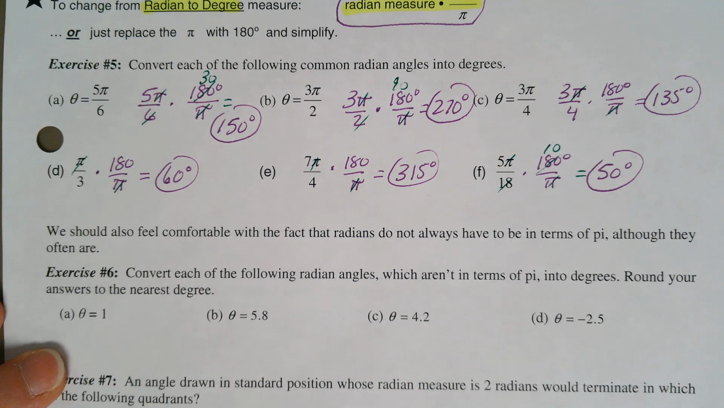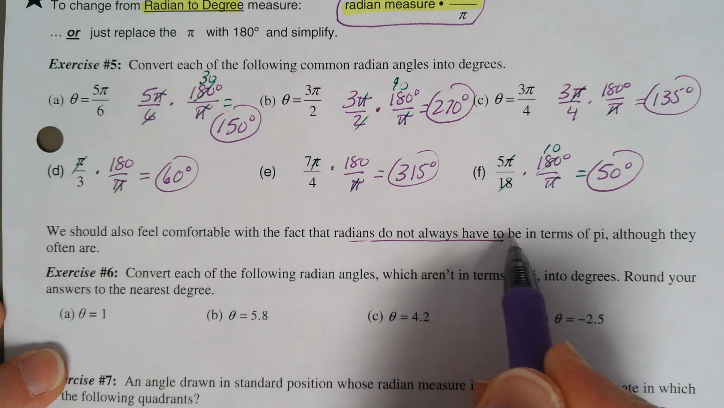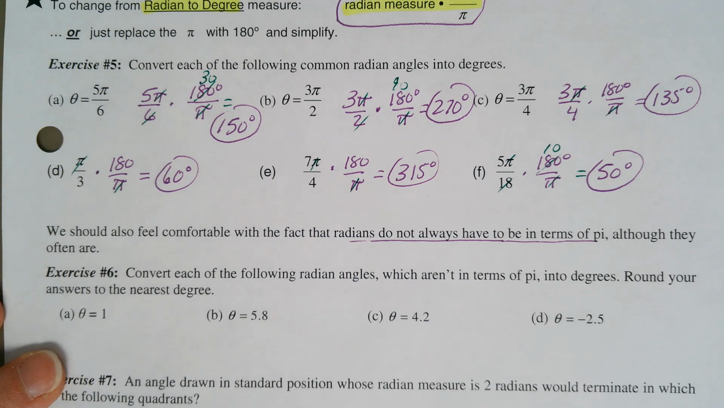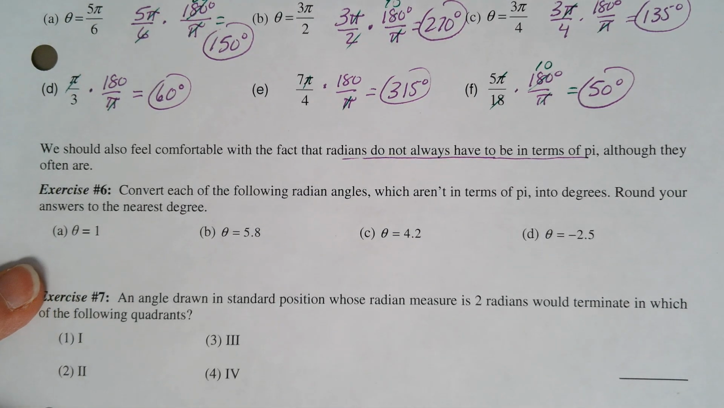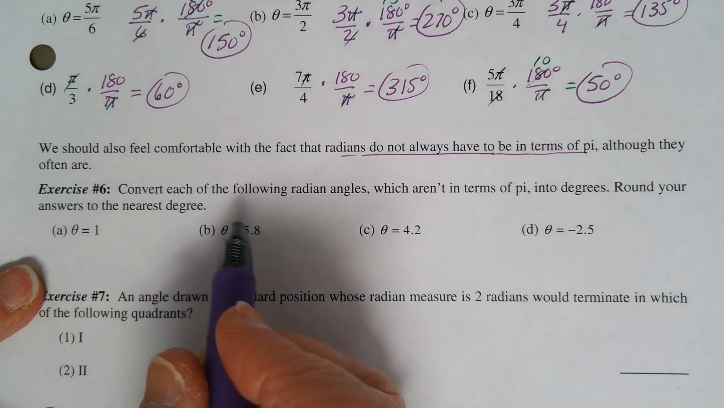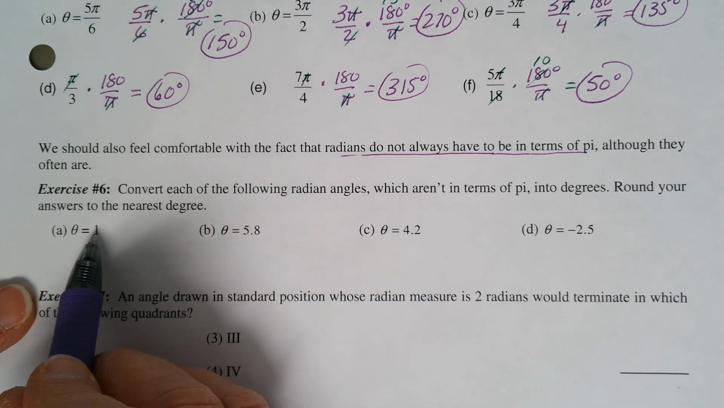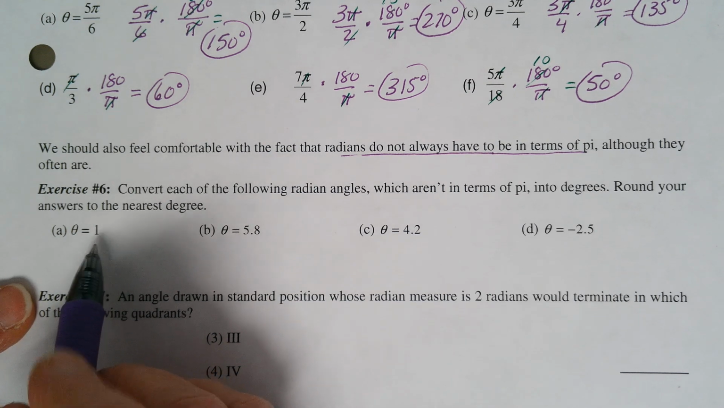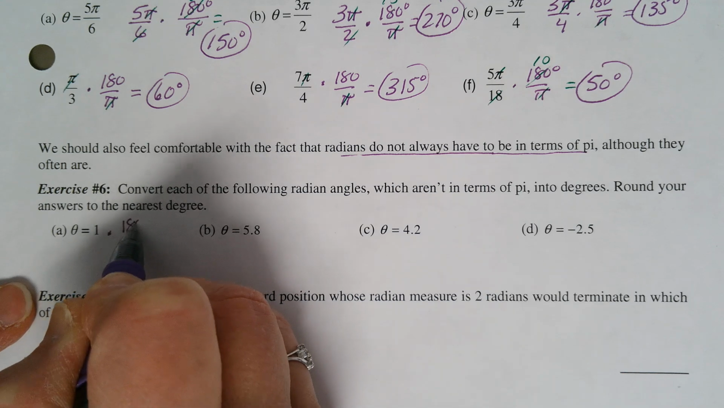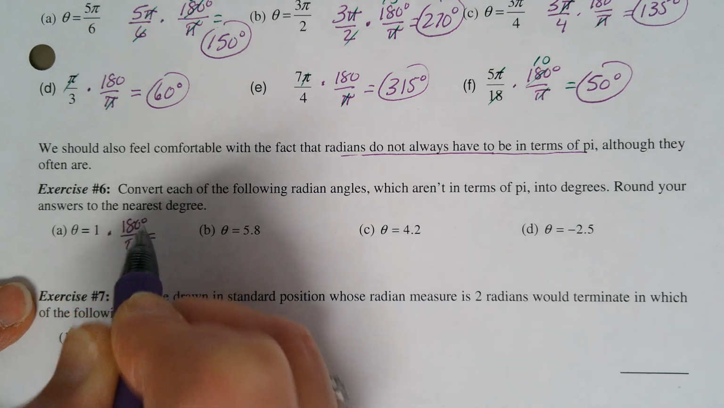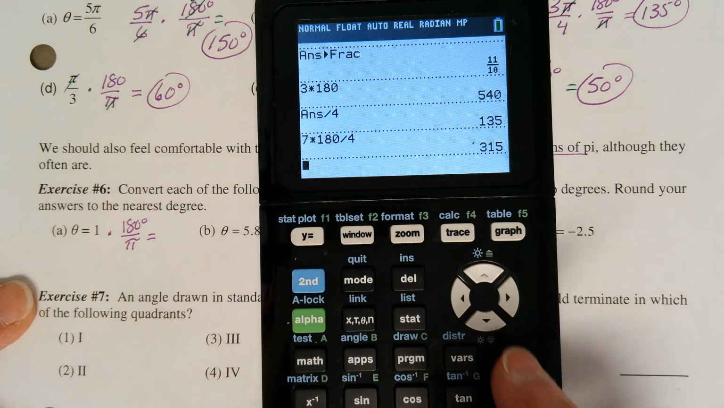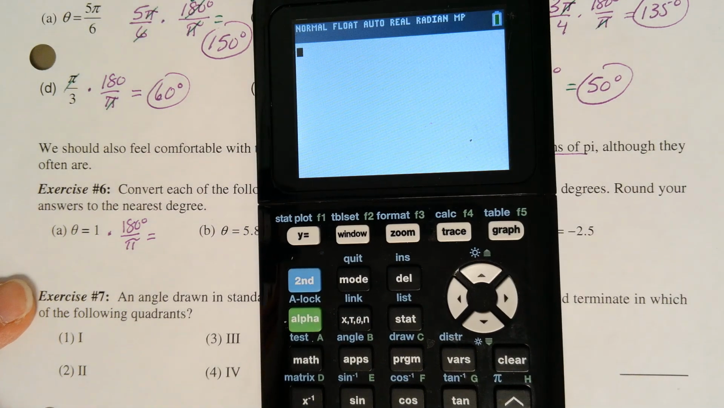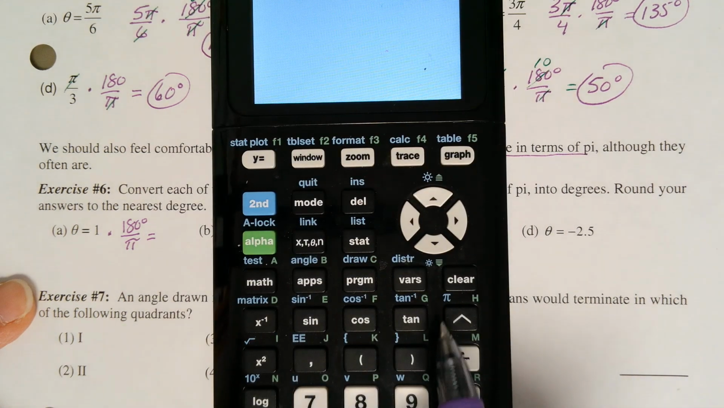We should also feel comfortable with the fact that radians do not always have to be in terms of pi, although they often are. Convert each of the following radian angles, which aren't in terms of pi, into degrees. Round answers to the nearest degree. So this is a radian measure. To convert it to degrees, we multiply by 180 degrees over pi. So that's 1. So now we actually use the pi key on our calculator. And where is pi? It's here.